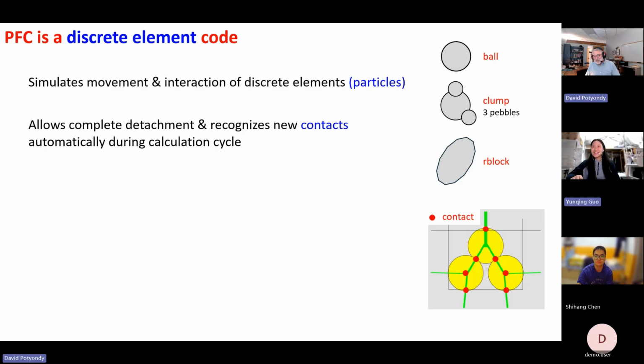So in the PFC model, we're done with the whole course. All we have is particles, and there are only 3 kinds: balls, clumps, and rigid blocks. And there are walls. And when those things begin to touch, we get contacts. And there are going to be all kinds of commands that start with the word contact. You're going to say contact, do this, contact, do that. Put the strength of a contact in, and so on.